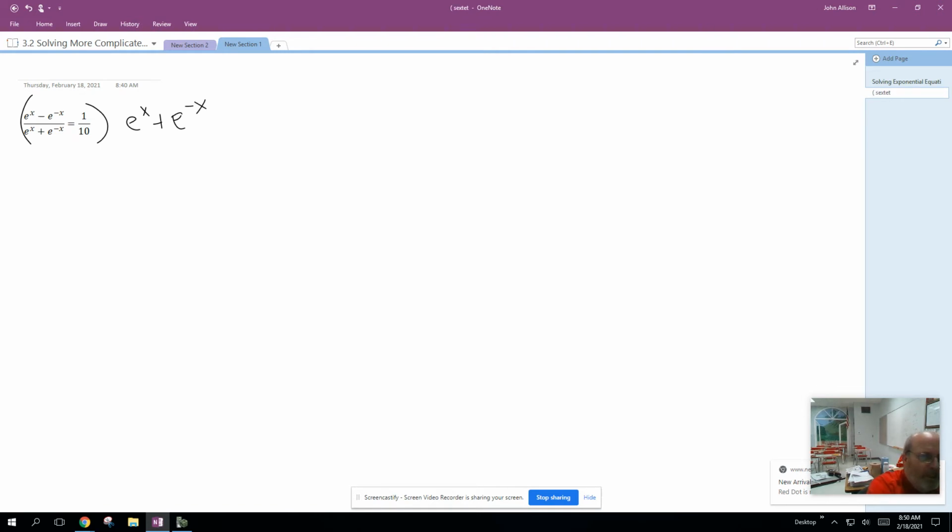When I multiply on the left side, it cancels the denominator, it gives me e to the x minus e to the negative x. And when I multiply on the right side, it gives me 1/10 e to the x plus 1/10 e to the negative x. So once again, I'm going to combine like terms. I'm going to subtract 1/10 e to the x from both sides. And I'm going to add e to the negative x to both sides.